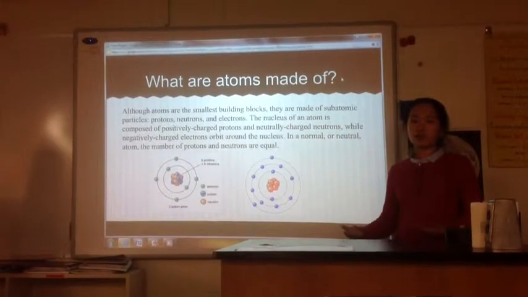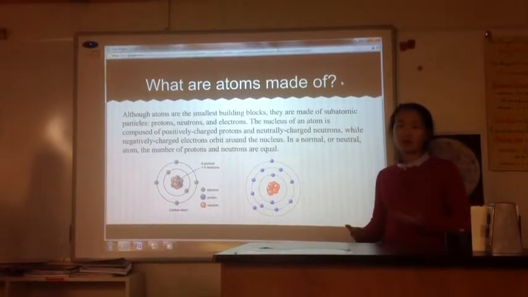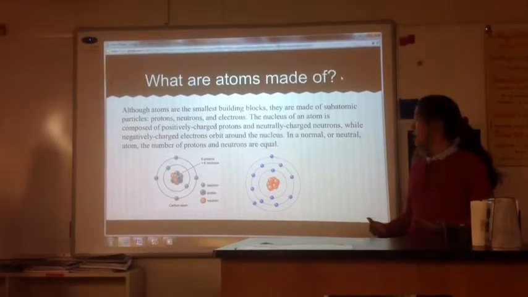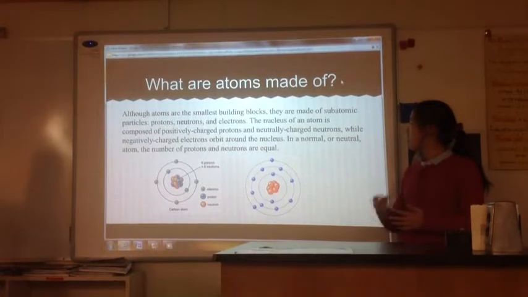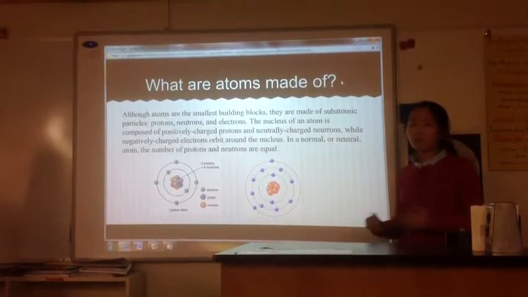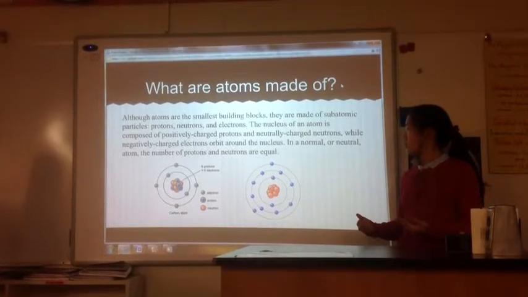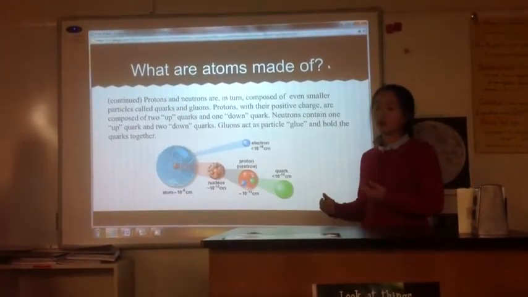Protons and electrons, which I'm sure you all know. The nucleus of an atom is composed of protons, which are positively charged, and neutrons, which are neutrally charged. And in shells outside of the nucleus, electrons orbit. In a normal atom, the number of protons and electrons are equal, so it would be neutral.